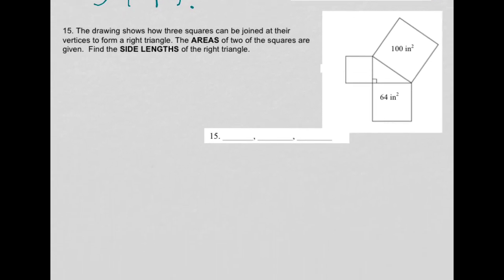All right. Now, number 15, this is a tricky one. This gets a lot of folks, so pay special attention. The drawing shows how 3 squares can be joined at their vertices to form a right triangle. The areas of the 2 squares are given. So here's this area and that area, and do remember that they are squares, right? Find the side lengths of the right triangle.